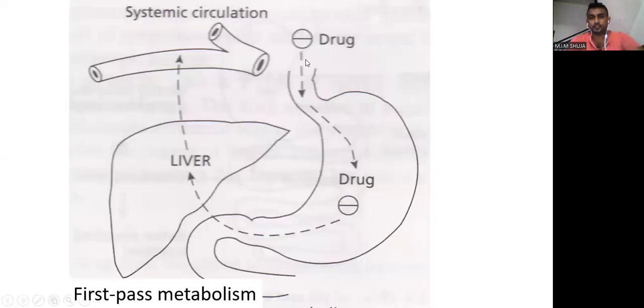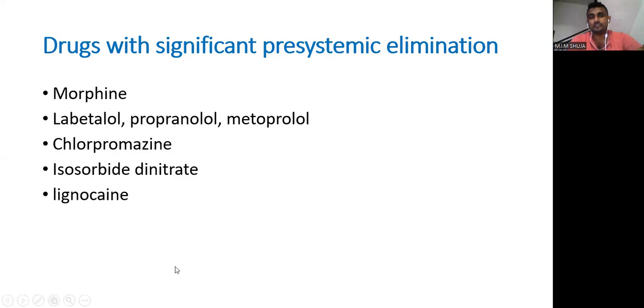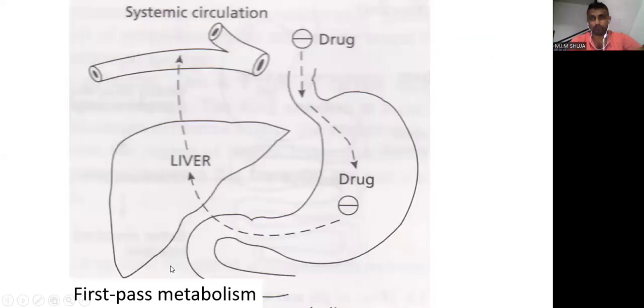So here your drug comes to the GI tract. From the GI tract, it has to go to the systemic circulation. Before reaching the systemic circulation, it gets metabolized in the liver. So the rest is what reaches the systemic circulation. That is first pass metabolism. What is absorption?